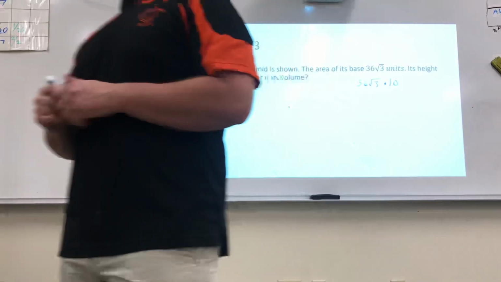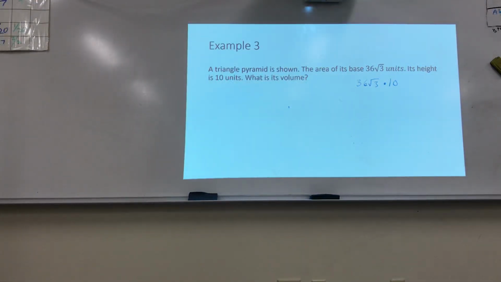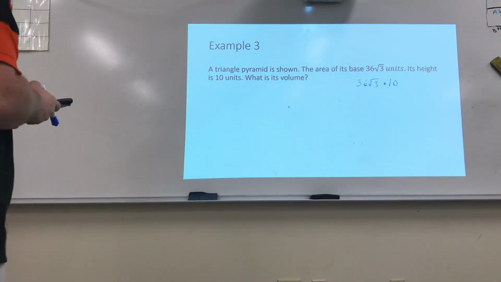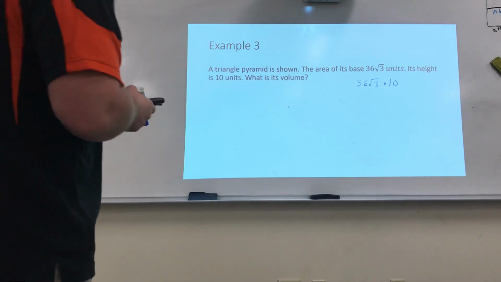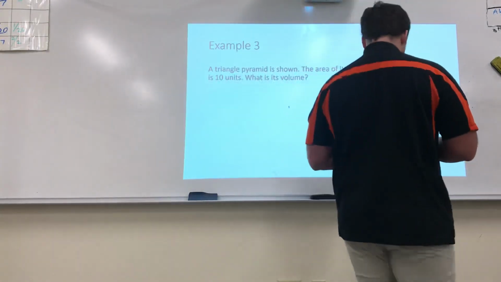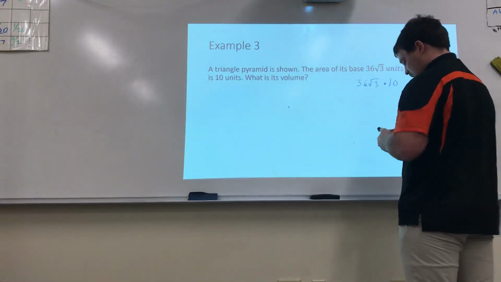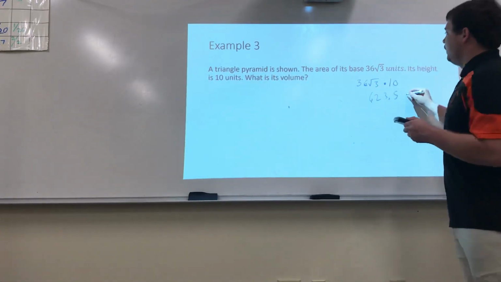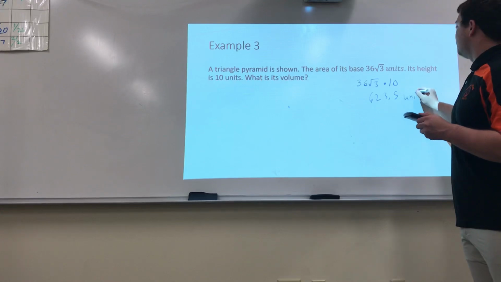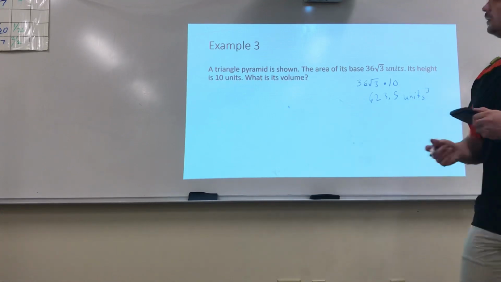Now, the worst part about this with the square root in there makes life a little bit harder. So I'm going to do the square root of 3 in my calculator, which gets me about a 1.73205. Then I'm going to times that by 36, which is going to give me a 62 point this times 10, which will give me 623.5 units cubed.